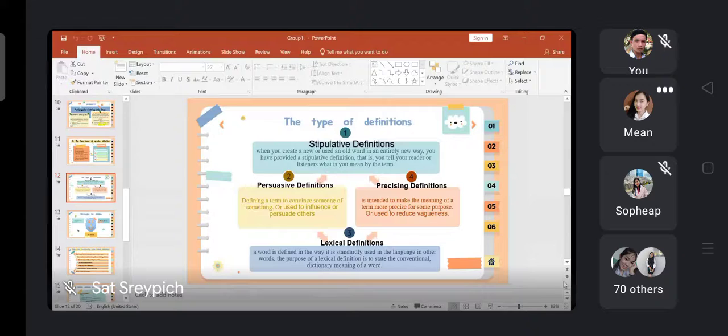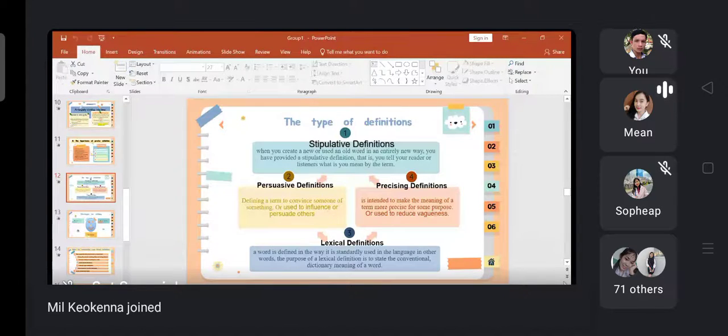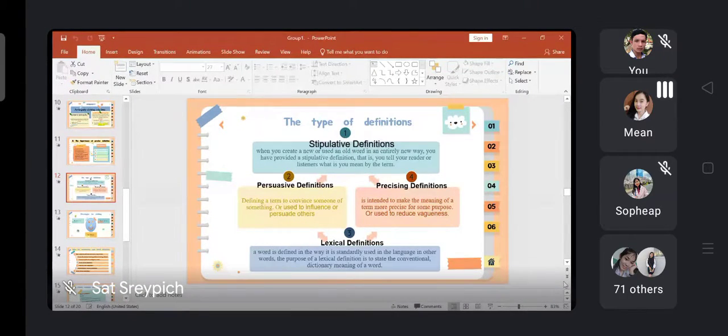And the last point is about precising definitions. This is used to reduce the vagueness of a word. There are terms in our language which must have a precise definition, because some future actions are based on our knowledge of them. For example, we know the difference between the words nurse and doctor. Both work in the hospital, but when you talk about a nurse, you can understand their duty in the hospital, and a doctor has a different duty. So precising definition refers to the difference of words, even though they are in the same group, they have different meanings.